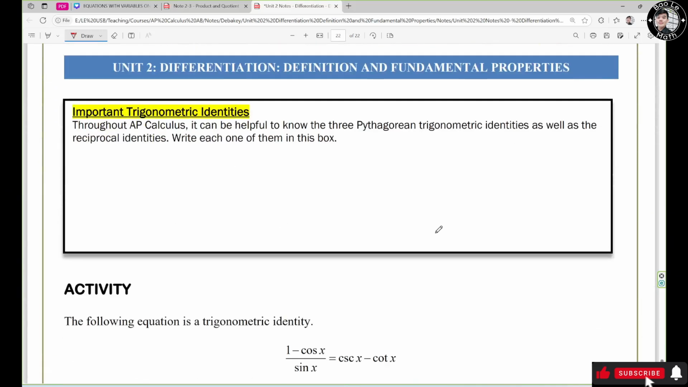Now let's move on to the next one, important trig identities. You have three important ones. These are called Pythagorean trig identities. The first one is sine squared of s plus cosine squared of s equals 1. Second one, 1 plus tangent squared of s equals secant squared of s. And the third one, 1 plus cotangent squared of s equals cosecant squared of s.